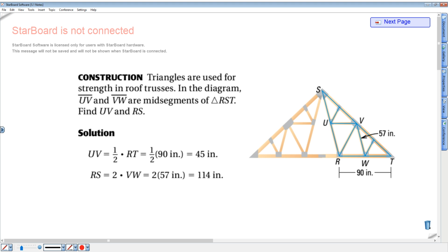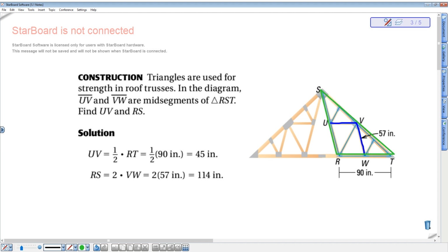So let's use this in practice. This is an A-frame on a roof, and if you've ever looked inside the roof of a house, this is exactly how they make it. With a word problem in geometry, or in any math class, you should always draw everything out. So let's see what information they're giving us. They're telling us that in the diagram, line segments UV and VW are mid-segments of a triangle. Let's see which triangle we're using. Let's mark this in green. RST.